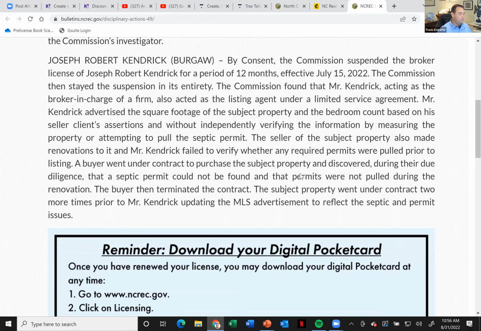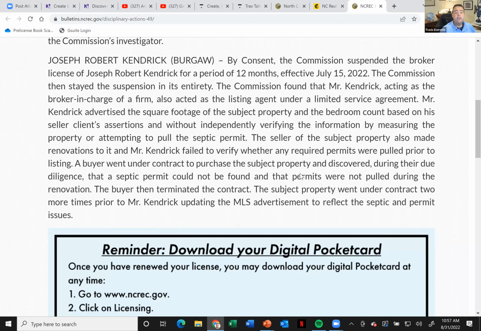So here's another one that's about failing to properly disclose. It says Mr. Kendrick had his license suspended for a period of 12 months. So for a year, folks, he can't work. Ouch. The commission found that Mr. Kendrick, acting as a broker in charge of a firm, also acted as a listing agent. Mr. Kendrick advertised the square footage of the subject property and the bedroom count based on his seller client's assertions and without independently verifying the information.